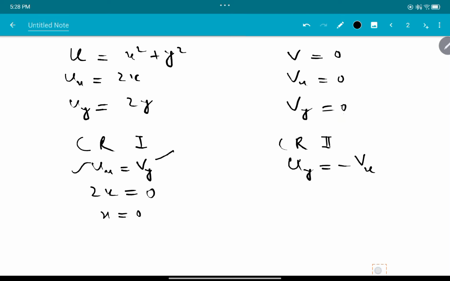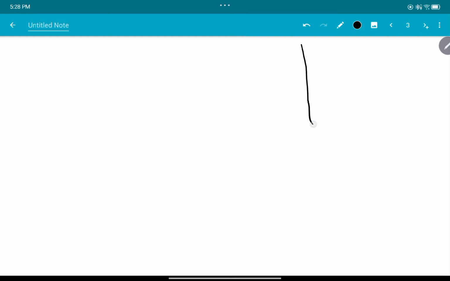Similarly, let us go to this. uy, 2y is equal to minus vx, vx is 0. This means again that y is equal to 0. This means then we will conclude that the CR equations are obeyed only at the origin (0, 0), where x is equal to 0, y equal to 0. Only at that point.